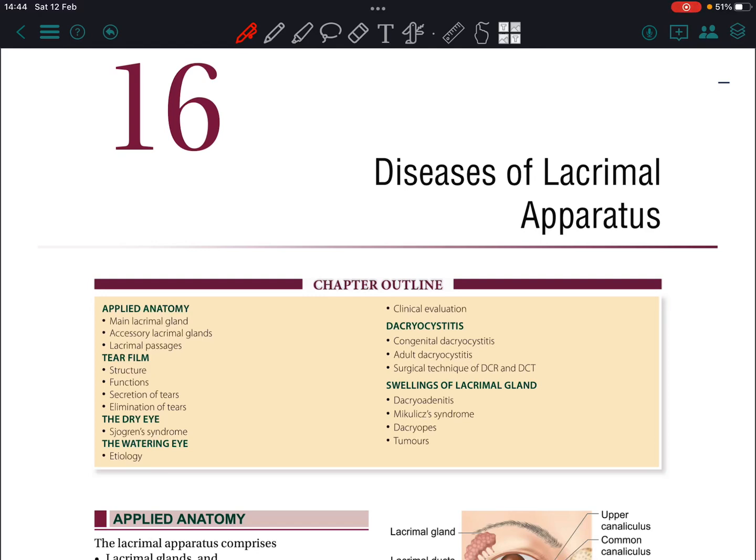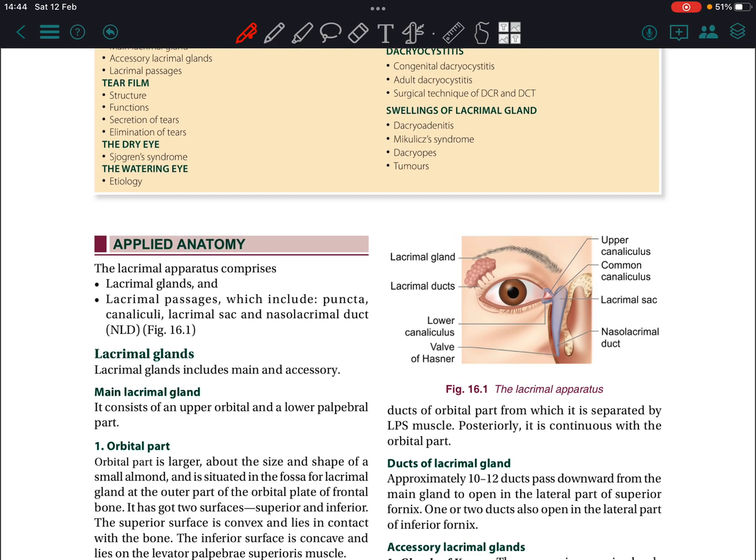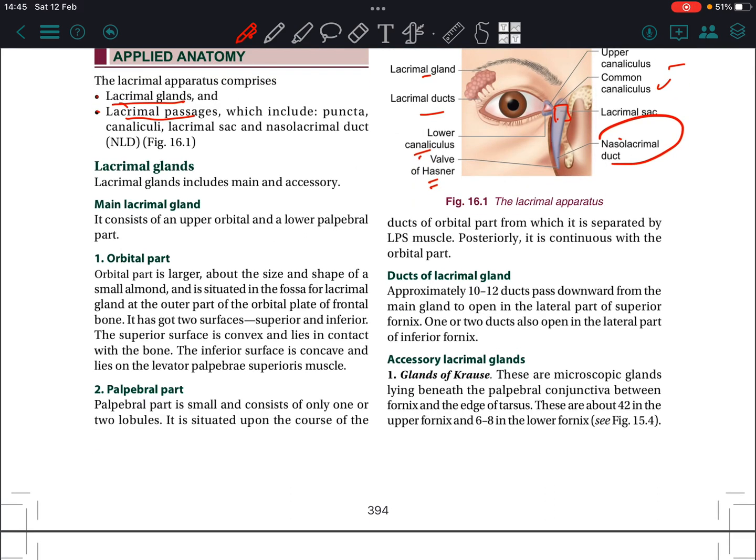Today let's see about diseases of the lacrimal apparatus. The lacrimal apparatus comprises the lacrimal glands and the lacrimal passages, which include the puncta, canaliculi, and nasolacrimal duct: lower canaliculus, valve, lacrimal sac, lacrimal ducts, and lacrimal gland.